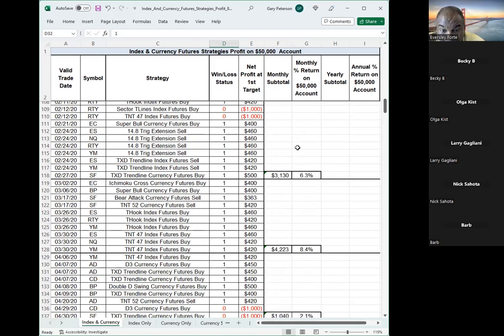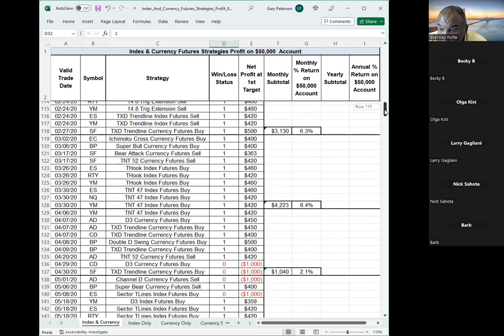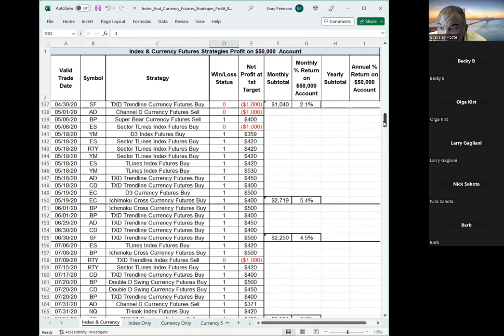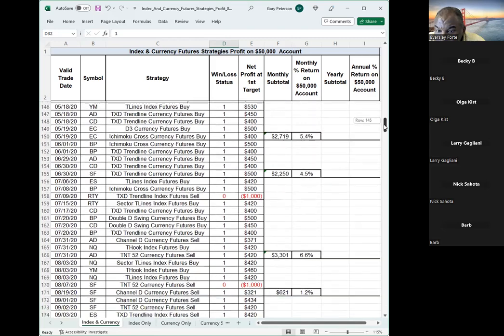I know other people have a lot bigger accounts, and these numbers can become quite significant based on a bigger account, because this whole strategy is very tradable. Whether you're trading the indices or the currency futures, it's scalable. For smaller accounts, focus on the currency futures and indexes in certain trades. Okay, keep going right through the year.